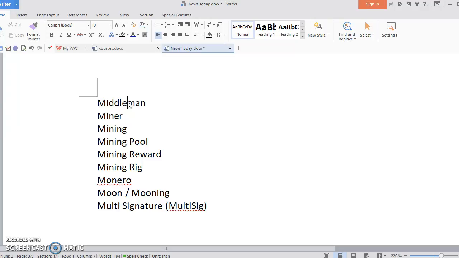There are many things that middlemen could be doing. Then you have miners. A miner is basically a person or a computer, a person who has mining equipment or a mining rig that specializes in confirming transactions, and they get rewarded for it.